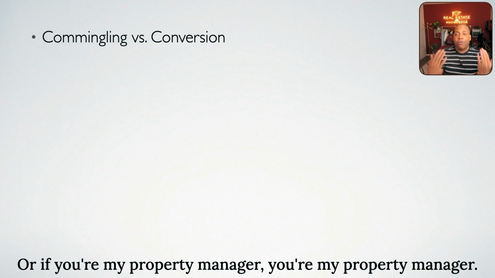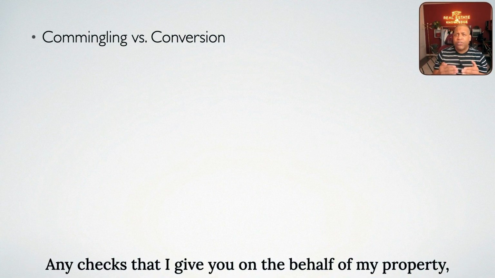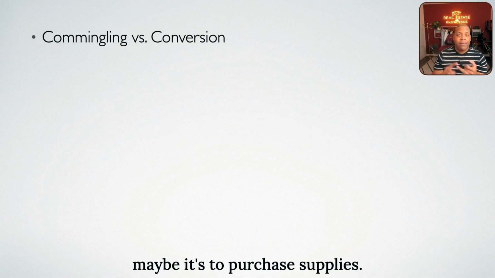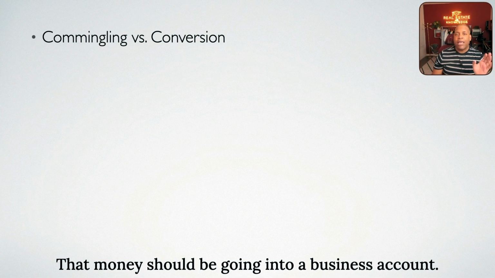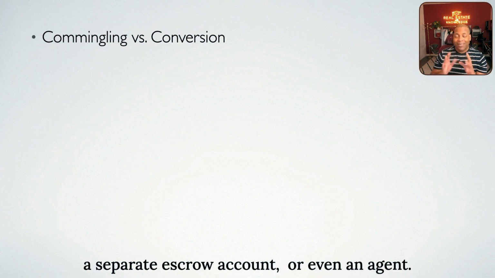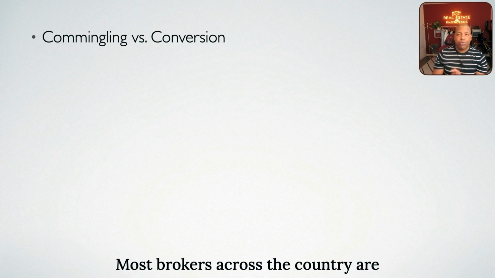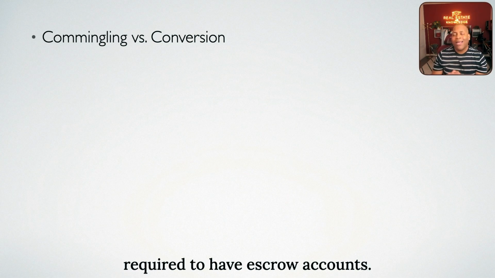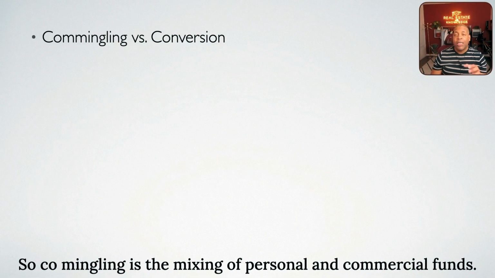Or if you're my property manager, any checks that I give you on behalf of my property, right? Maybe it's to purchase supplies. That money should be going into a business account. If you're a property manager, you should have a separate escrow account, right? Or even an agent. Most brokers across the country are required to have escrow accounts, all right? So commingling is the mixing of personal and commercial funds, all right?